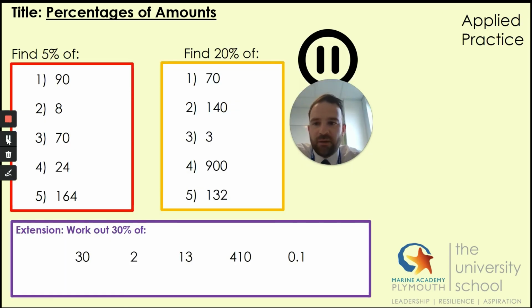Okay, after you've marked them, we're now going to do our applied practice on finding 5% and finding 20%. So you've got 5 questions on each. Back in your black pens, okay, if you complete those 10 questions, there's an extension question at the bottom of finding 30%. Think about how you might do that. So pause the video now and give yourself about 6 minutes to work through these questions.